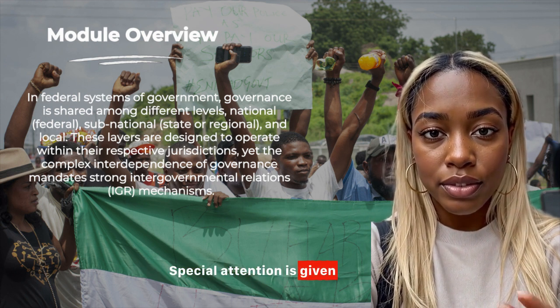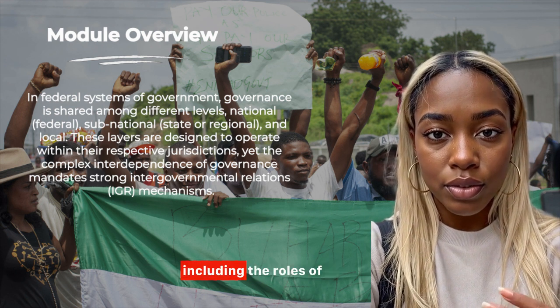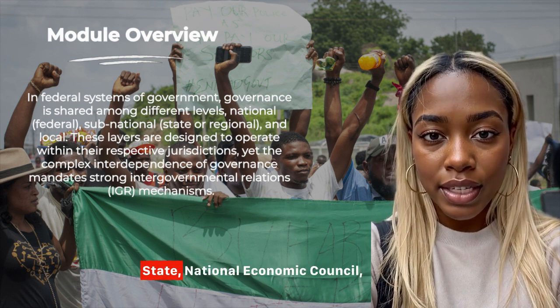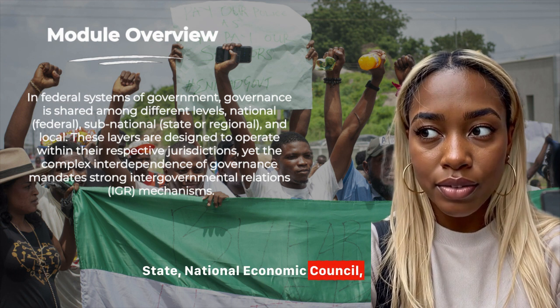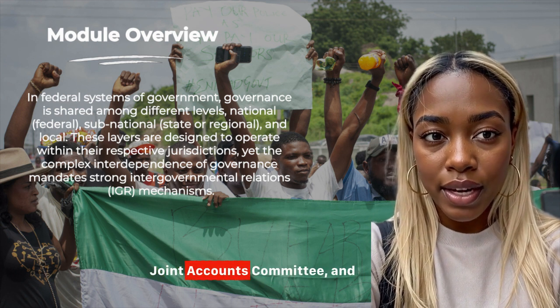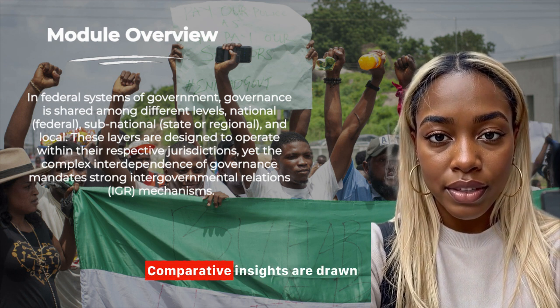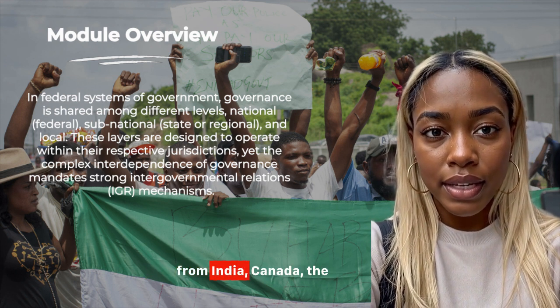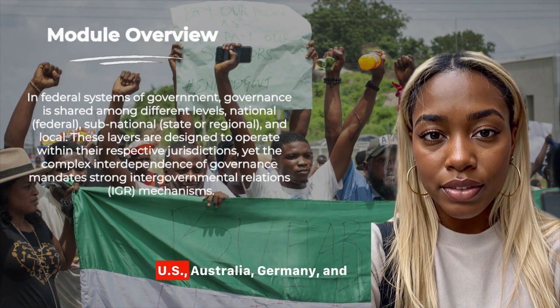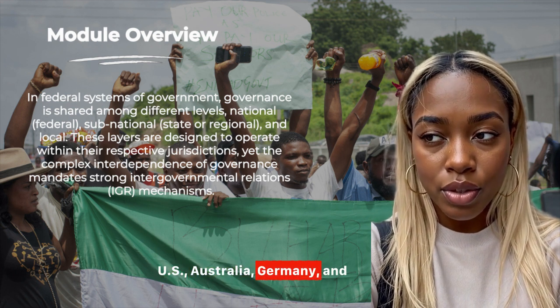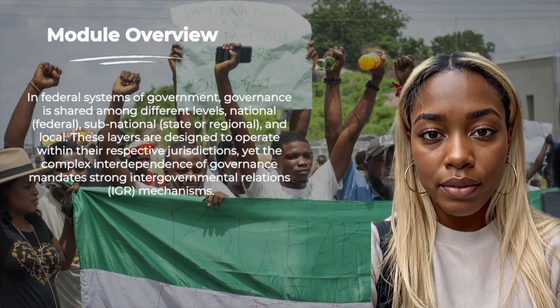Special attention is given to the Nigerian experience, including the roles of the National Council of State, National Economic Council, Joint Accounts Committee, and other coordinating bodies. Comparative insights are drawn from India, Canada, the US, Australia, Germany, and South Africa.